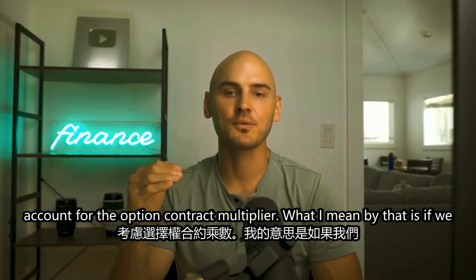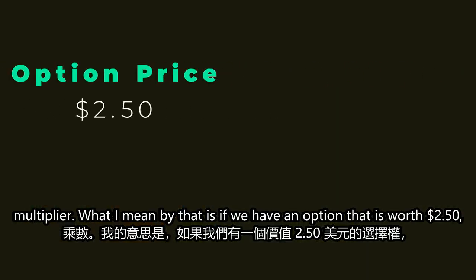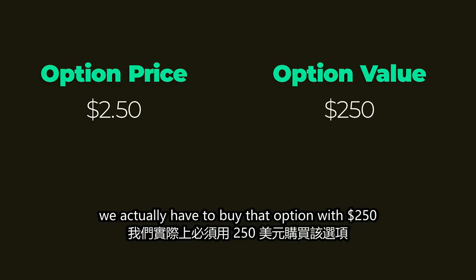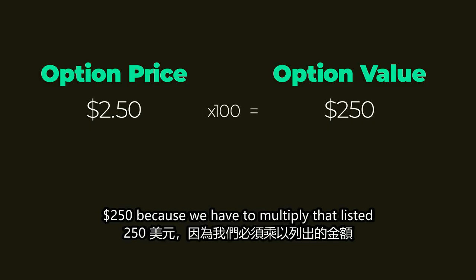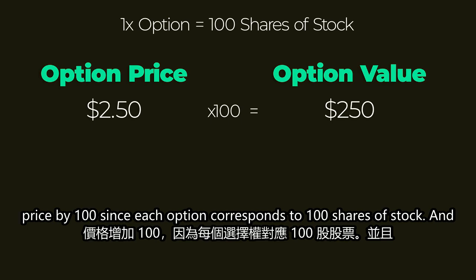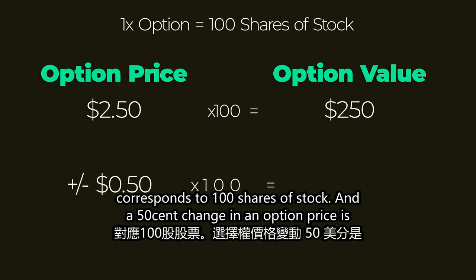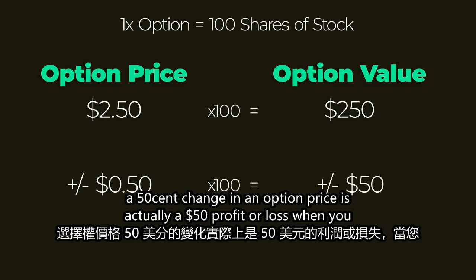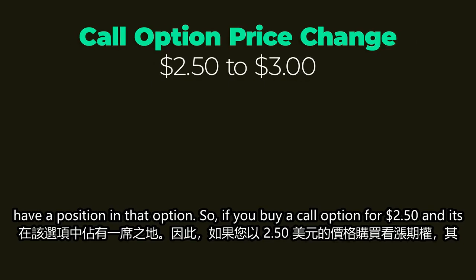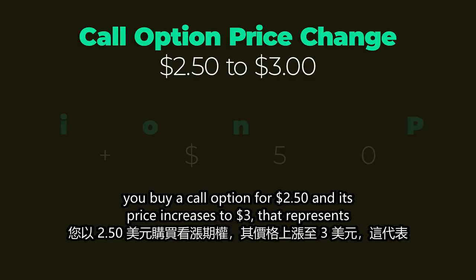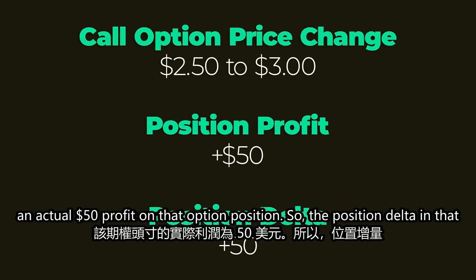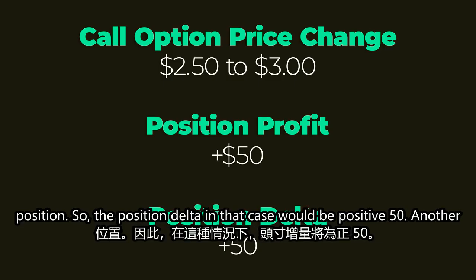What I mean by that is if we have an option that is worth $2.50, we actually have to buy that option with $250 because we have to multiply that listed price by 100 since each option corresponds to 100 shares of stock. And a 50-cent change in an option price is actually a $50 profit or loss when you have a position in that option. So if you buy a call option for $2.50 and its price increases to $3, that represents an actual $50 profit on that option position.